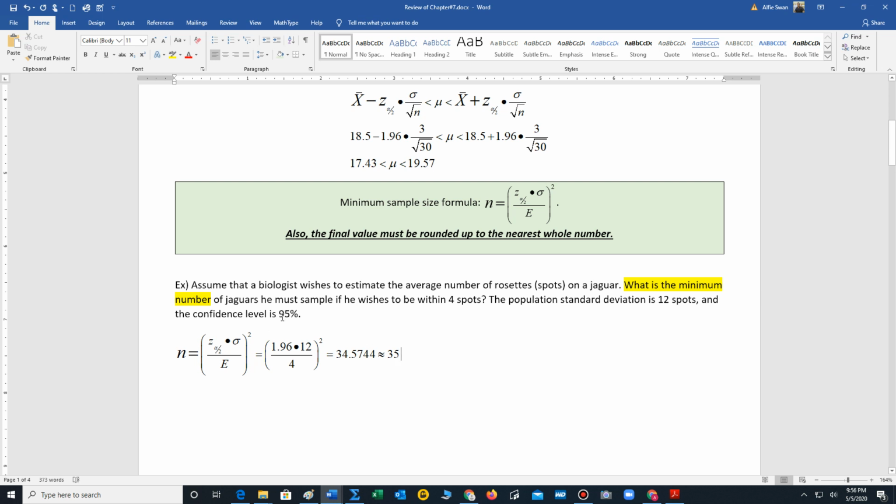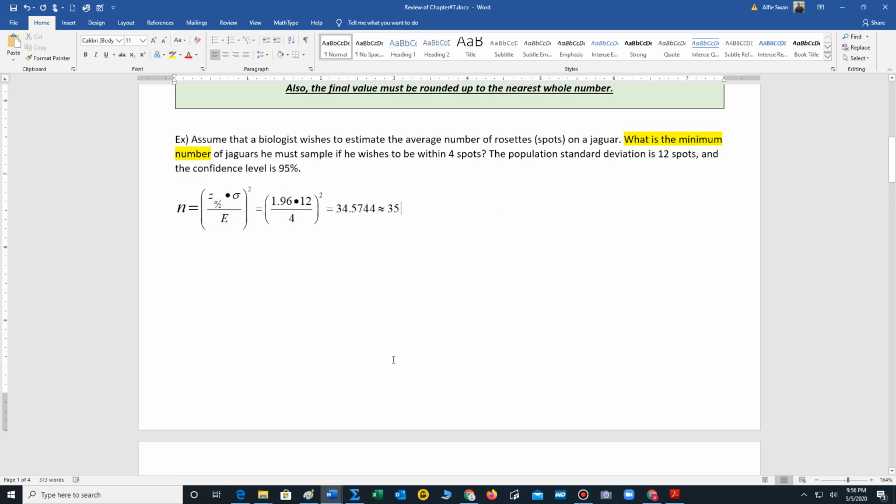So once again, as we learned over here, 95% produces a z-value of 1.96. Sigma is 12. E is 4. We plug this into our formula, take the square, and we get 34.5744. But remember, you round up to the next highest whole number, which is 35. So the biologist would have to sample 35 jaguars.